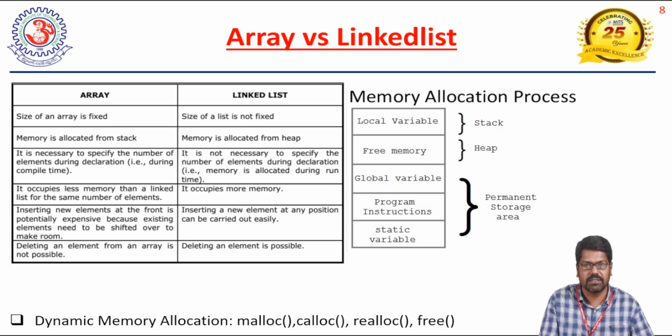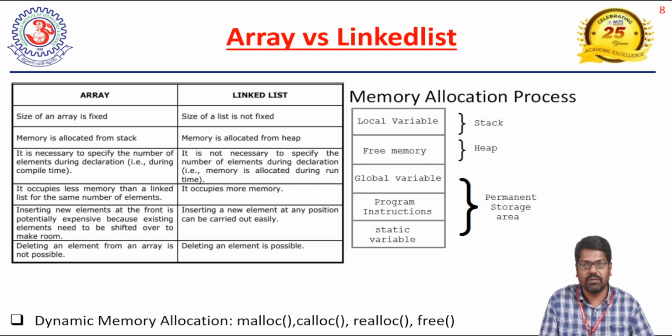and static variables. So these are the items that are generally present in any program. Now, if you see the memory allocation process for these variables, local variables generally get their memory from the stack memory area. There is one memory area which is called the stack memory area. So there the local variables get their memory. Now coming to global variables, program instructions and static variables, these three categories get their memory from a permanent storage area.